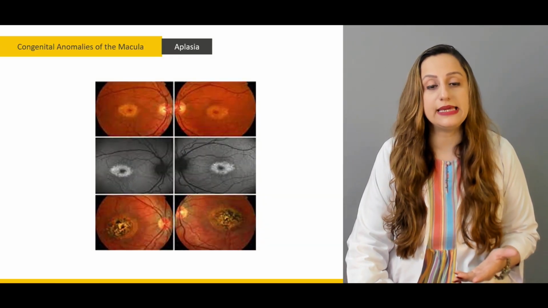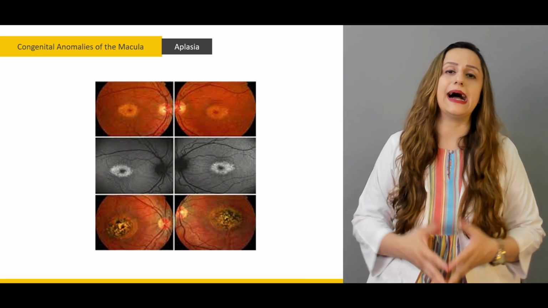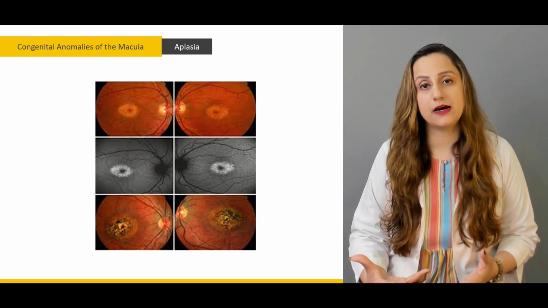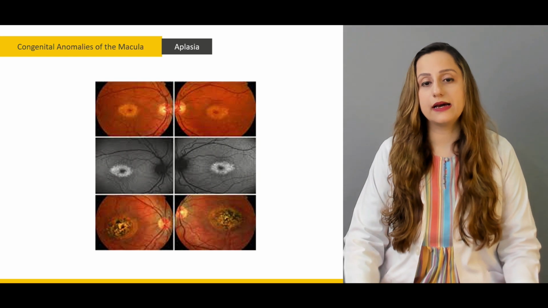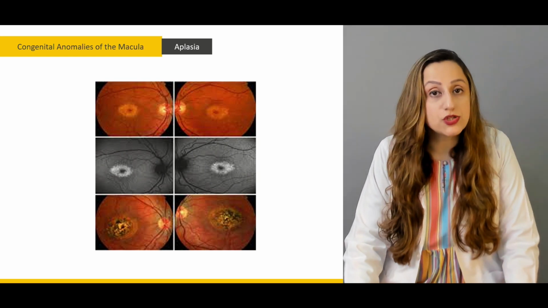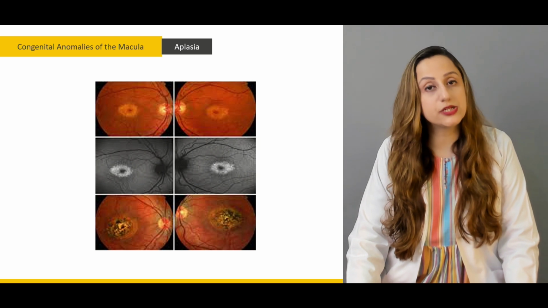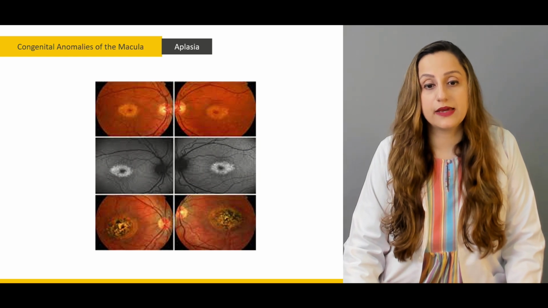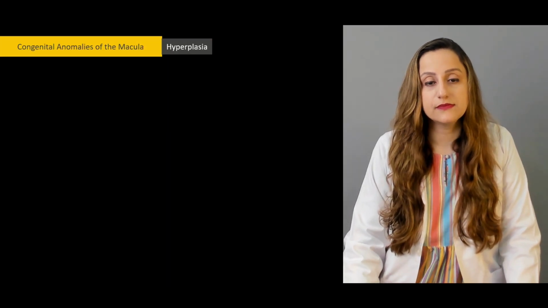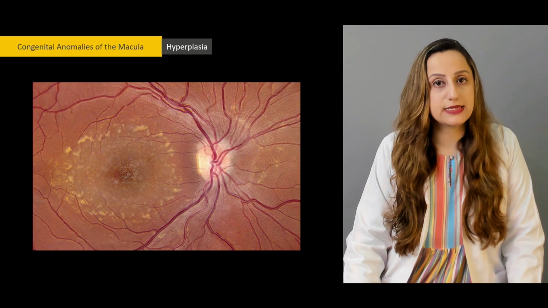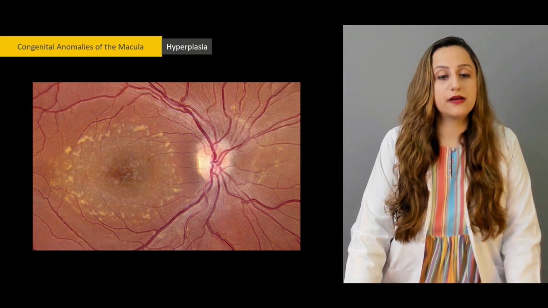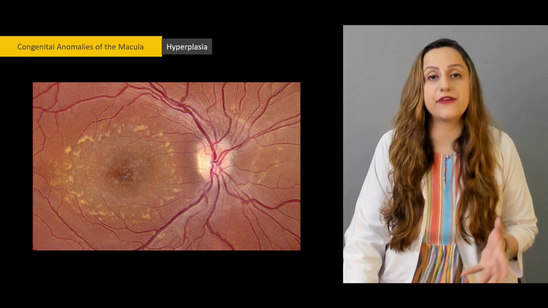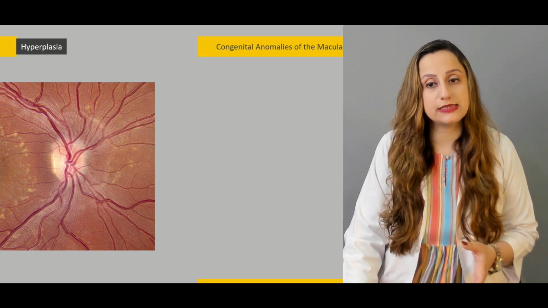And then we have the aplasias. So aplasias, hypoplasias, colobomas, these are the main maculopathies that are observed congenitally in the individuals. Aplasias can be detected on fundoscopy, and they are particularly responsible for a visual field defect that is most central in its occurrence. Then you can also observe hyperplasia at the macular level. These are again going to manifest as visual field defects that are affecting the central vision in these individuals.